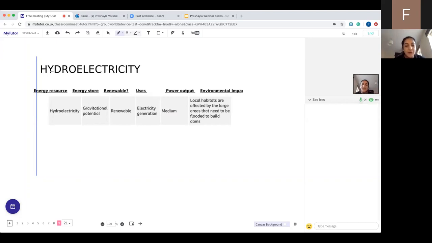It is renewable because we always have water and we can always make water flow. Its uses tend to be limited to electricity generation, and it has a medium power output. Its environmental impact is that the local habitats are affected by the large areas that need to be flooded to build dams. So as you can imagine, nobody's going to want a dam built near their village, near their town. So animals, humans, houses are all affected by installing a hydroelectricity dam. Again, another reason why they aren't so popular.